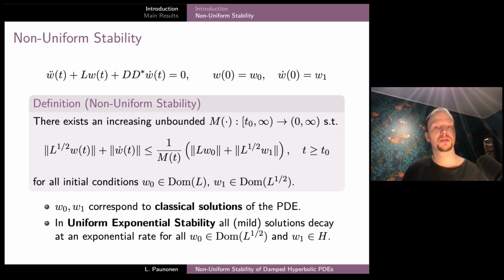And as I mentioned, there are several different types of stability of abstract differential equations, and non-uniform stability can especially be compared with the most typical form, which is the uniform exponential stability, where all the solutions of the equation decay at a uniform exponential rate for all initial conditions.